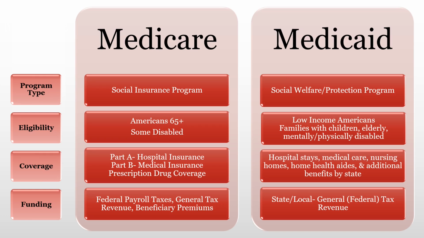So if Medicare is for the deserving, really Medicaid was for the undeserving, as formulated at the time. The coverage includes hospital stays, medical care, nursing homes, home health aides, and various additional benefits by the state. And there's a huge difference in benefits depending on what state you're in, because it has shared funding. Unlike Medicare, which is at the federal level, Medicaid is supported at the state level. It is the nation's public health insurance program for low-income Americans.